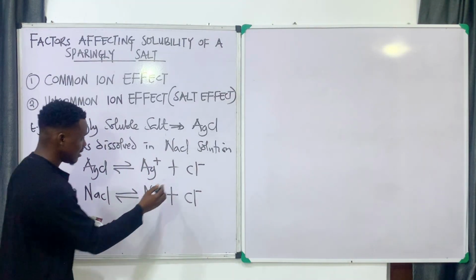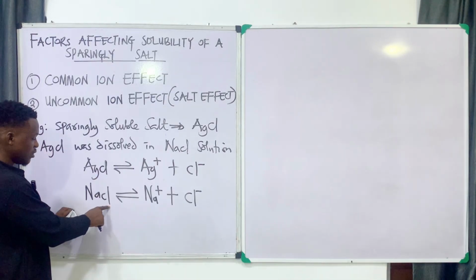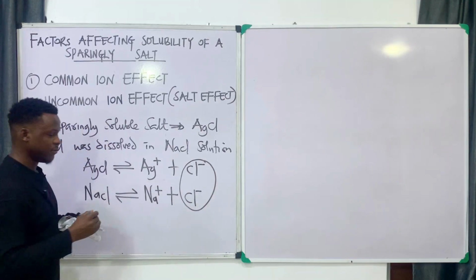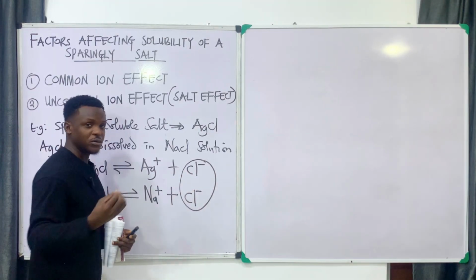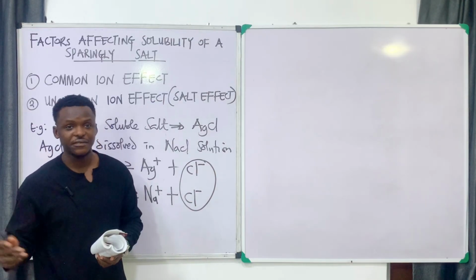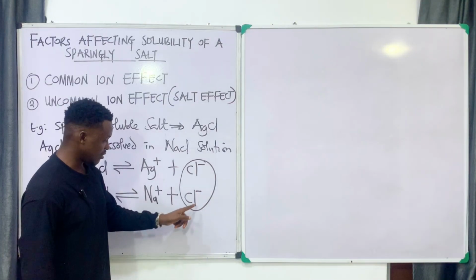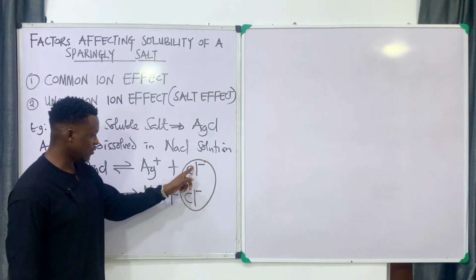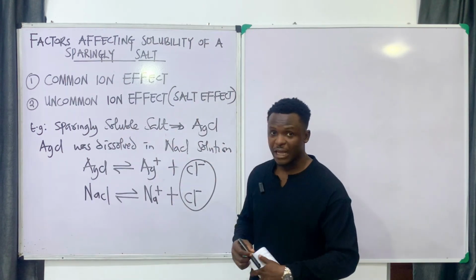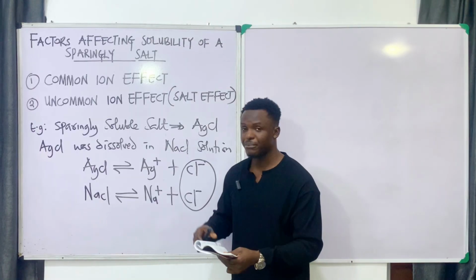If you look at this, there is a common ion between the sparingly soluble salt and the salt of the solution. So what is a common ion? Both of them are ions. Ions could either be positively charged or negatively charged. This one has a chloride which is negative, and this one also has a chloride which is negative. So both of them are common. This is what we mean by the common ion effect, an effect that arises when common ions are present in a solution.